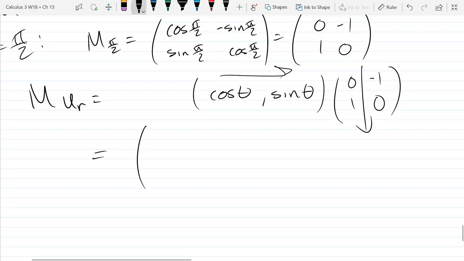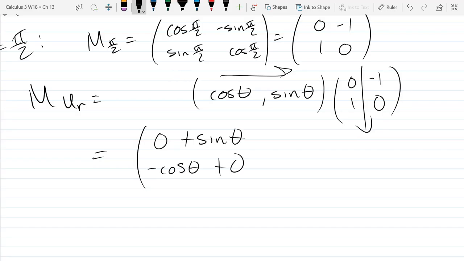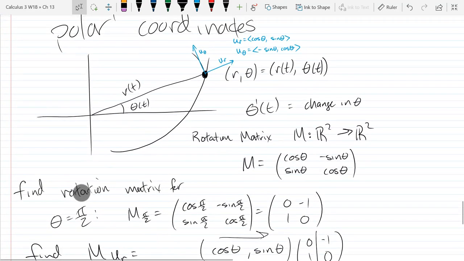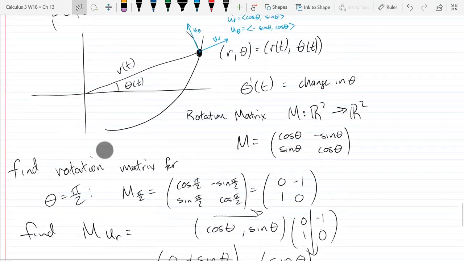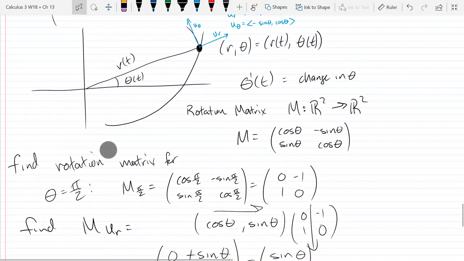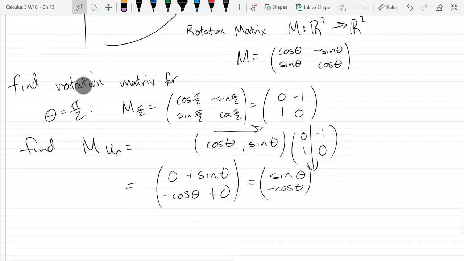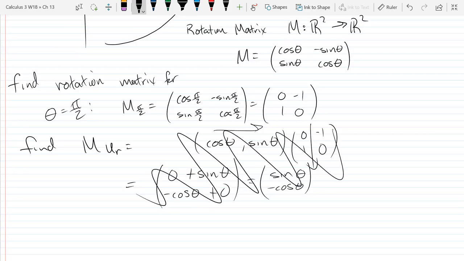Should we write it down? Yeah. We got cos, so we got 0 plus sine theta, and then negative cos plus 0. So sine, negative cos. Yeah, it's not what I wanted. The original matrix, U theta, was negative sine, positive cos. This was positive sine, negative cos. All right, I think I know what we need to do.